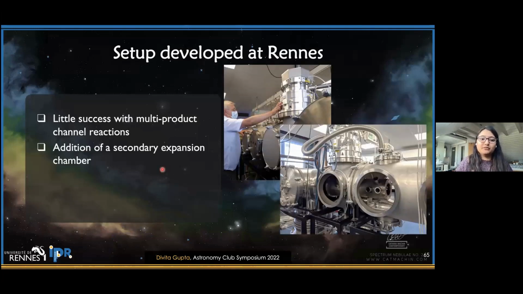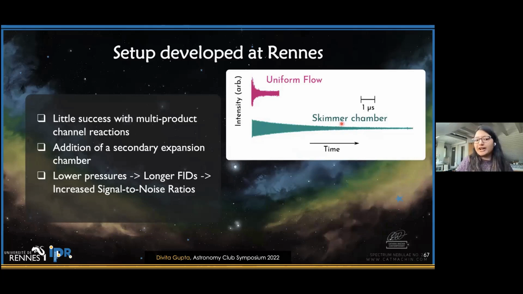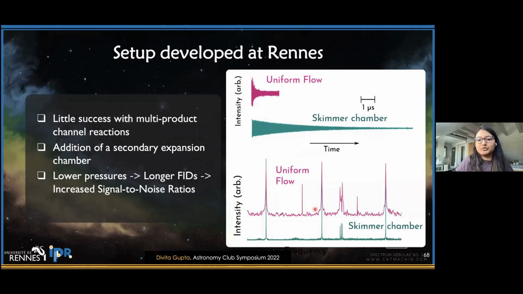So that's what we did. We actually now added a secondary expansion chamber to have even lower pressures. So what you have is a turbo molecular pump over here, which was used to pump another chamber inside the huge chamber that we already had, okay? So your molecules are reacting in the Cresu flow, you're forming your products, which then expand and enter an even lower pressure condition. So we were actually able to see that we had much longer FIDs. These longer FIDs also meant the signal to noise ratio was quite good.